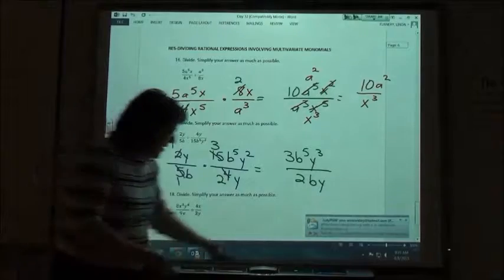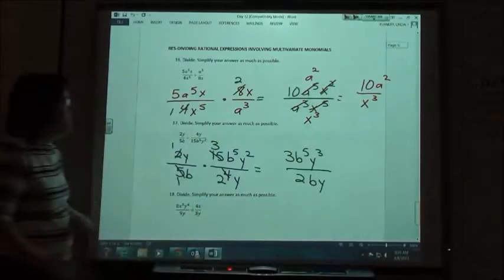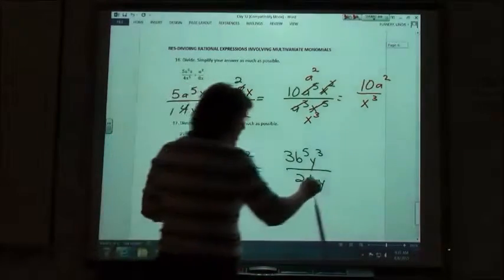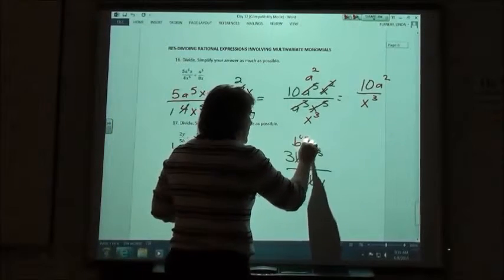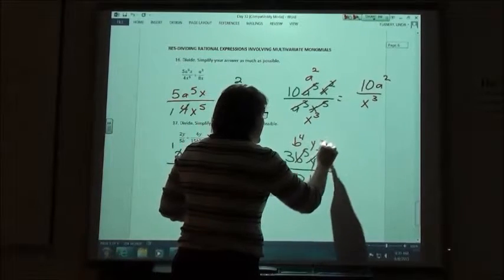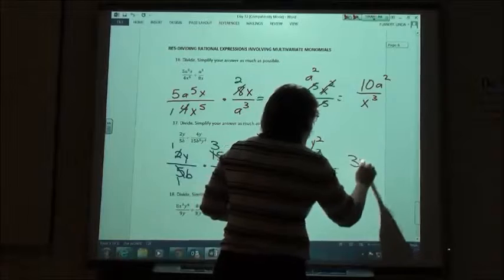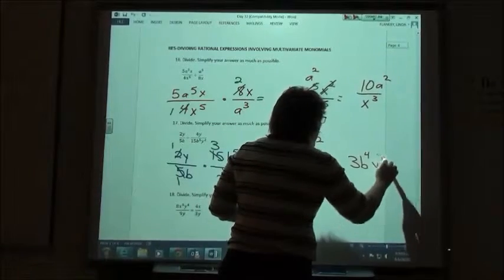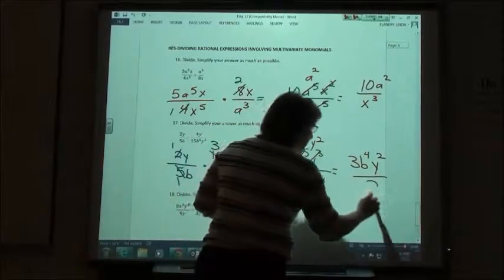So on there we can cancel out 1b and 1y. So we have a b to the 4th and a y to the 2nd. So we get 3b to the 4th y squared over just a plain old 2.